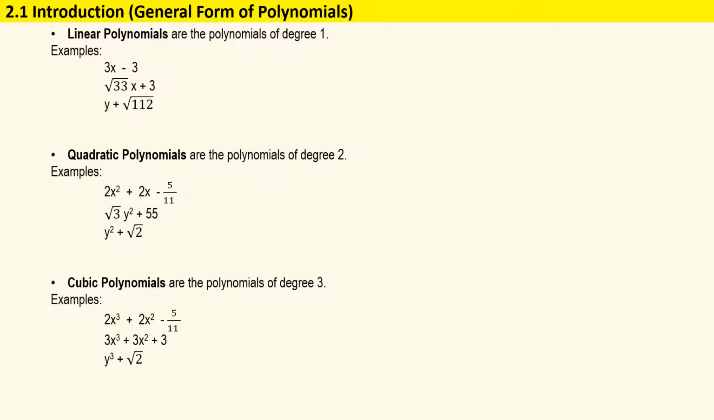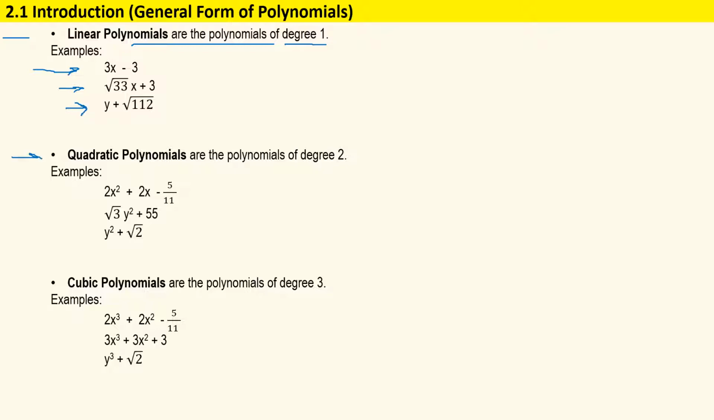Now let's see what linear polynomials are. Linear polynomials are the polynomials which have degree 1. Examples are 3x minus 3, square root of 33 multiplied by x, y plus square root of 112.